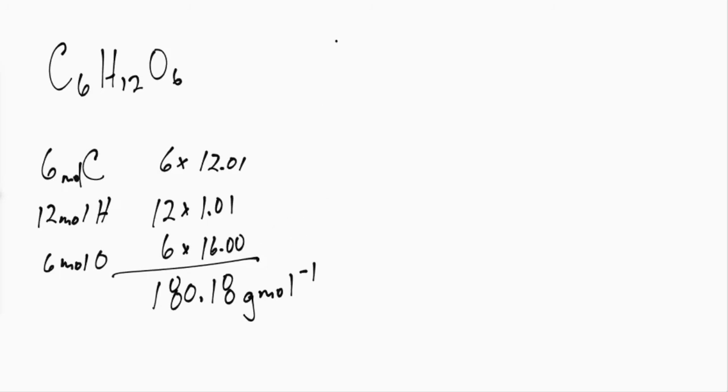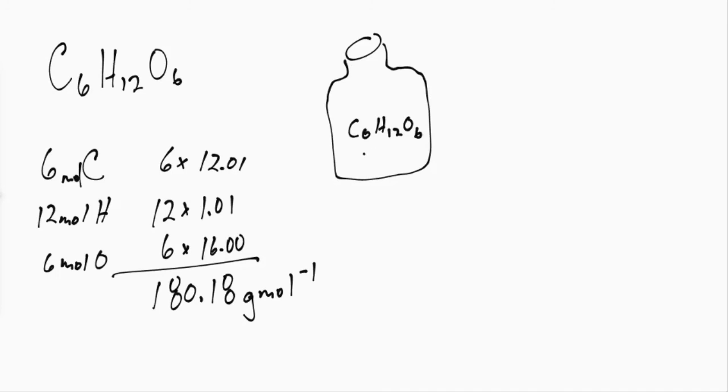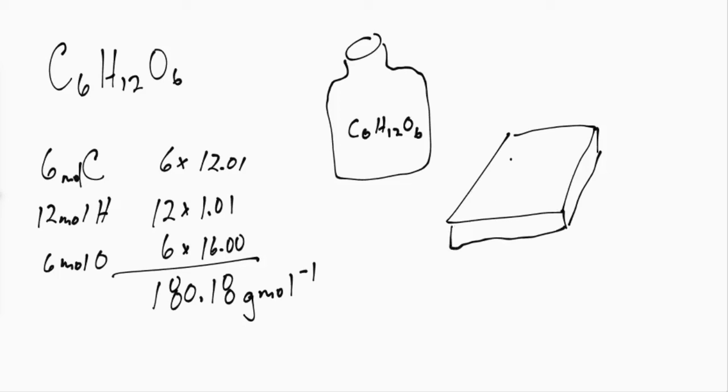Finally, what's the use of all this? Well, if we were in the lab and I said, I need you to measure out a mole of glucose for this experiment, you would simply find the bottle of glucose in the stockroom. You look for the bottle that has C6H12O6 on it. And then you would get the scale and you would put a weigh boat on the scale, which is a little plastic dish, as you know.